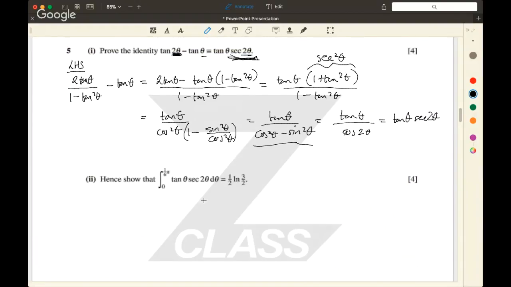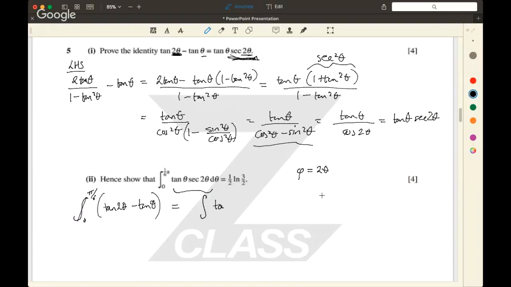Okay, so now we're going to use this information to solve this integral. Obviously this is the same thing that we had on our right-hand side, so we can express that as the integral from 0 to pi on 6 of tan of 2 theta minus tan of theta. Firstly I'm going to express this as 2 different integrals, and I'm going to change the limit of integration. So let me define something called phi.